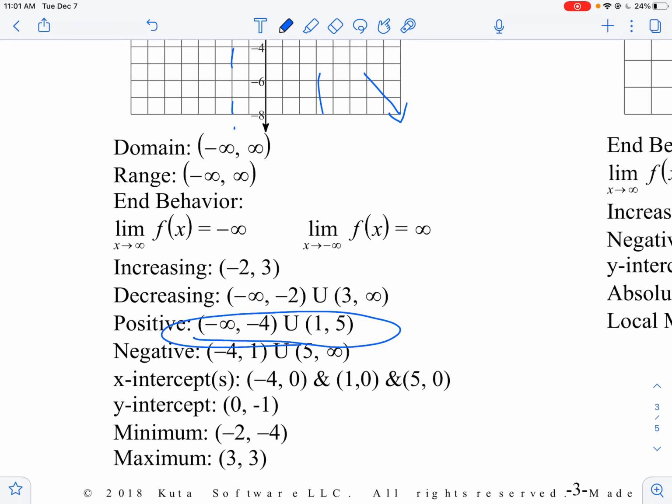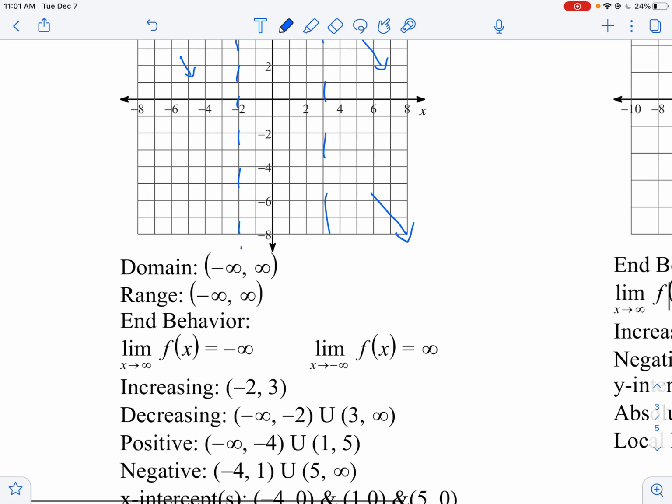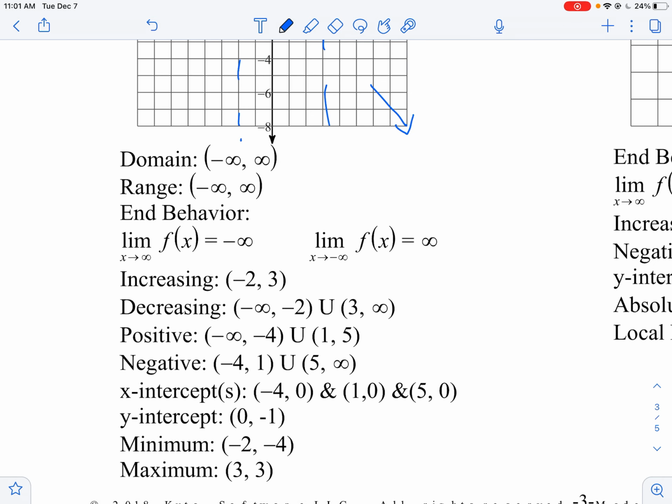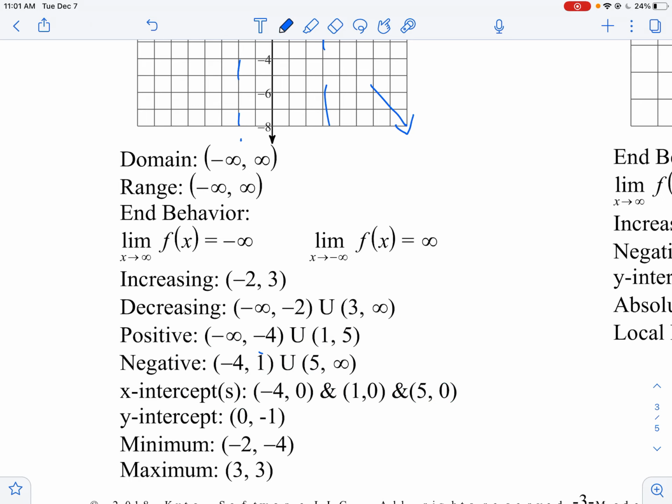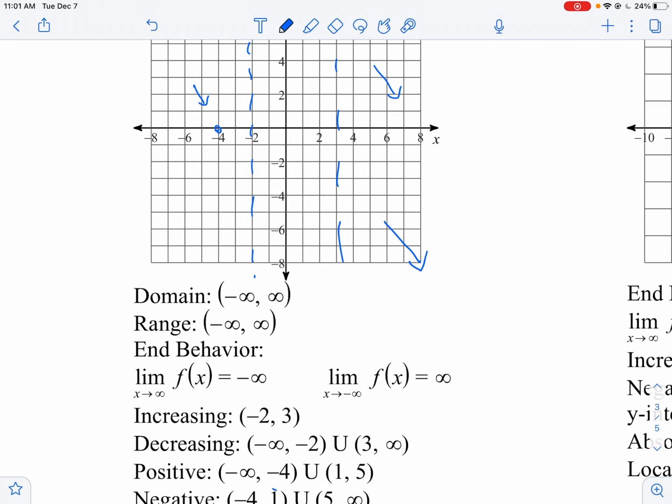It's positive from negative infinity to -4, and then from 1 to 5. And so that lets me know, actually, I can put the points here. So actually, these bits of information share points. There's an x-intercept at -4, at 1, and 5, and that lets me know that there's the shift between negative and positive and all that stuff. So I'm going to put points at -4, 1, and 5, because I know it has to cross there. And I'm going to label where it's positive and negative. So it's positive here, it is negative here, it is positive.